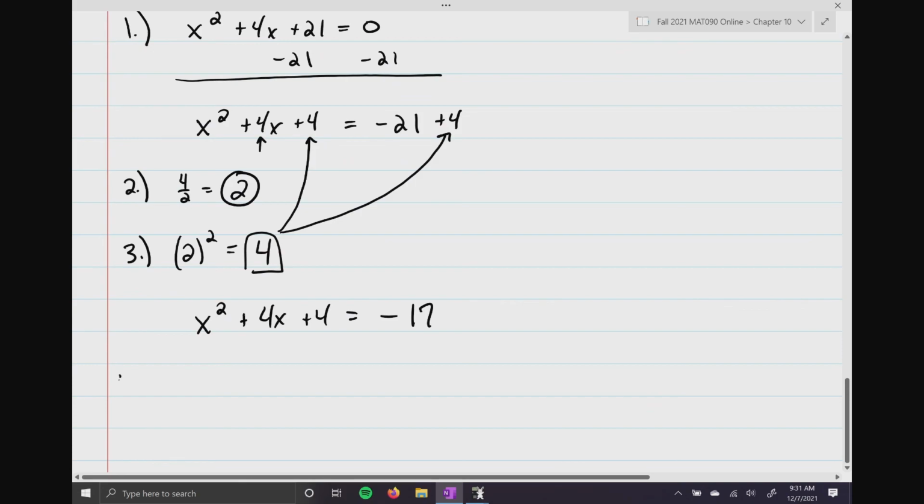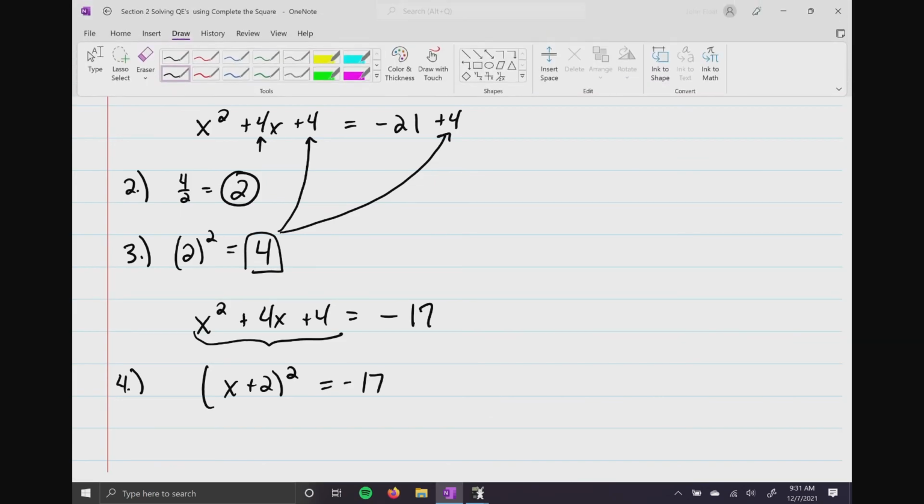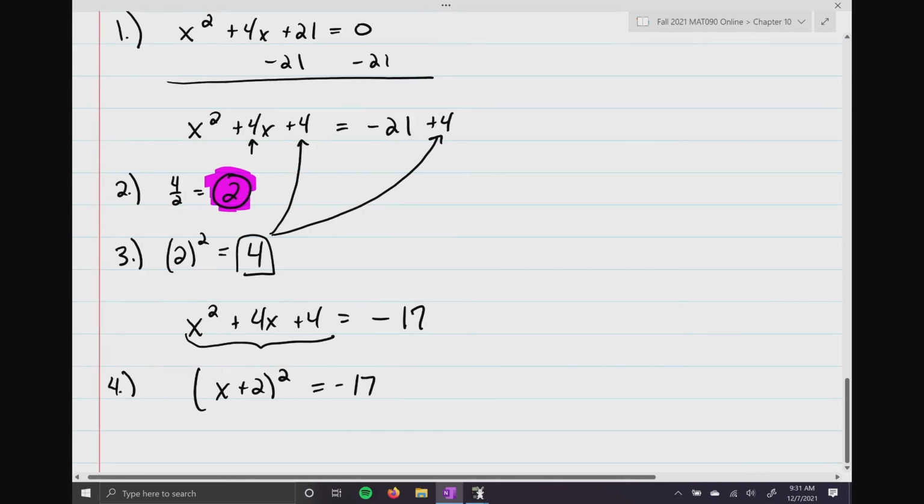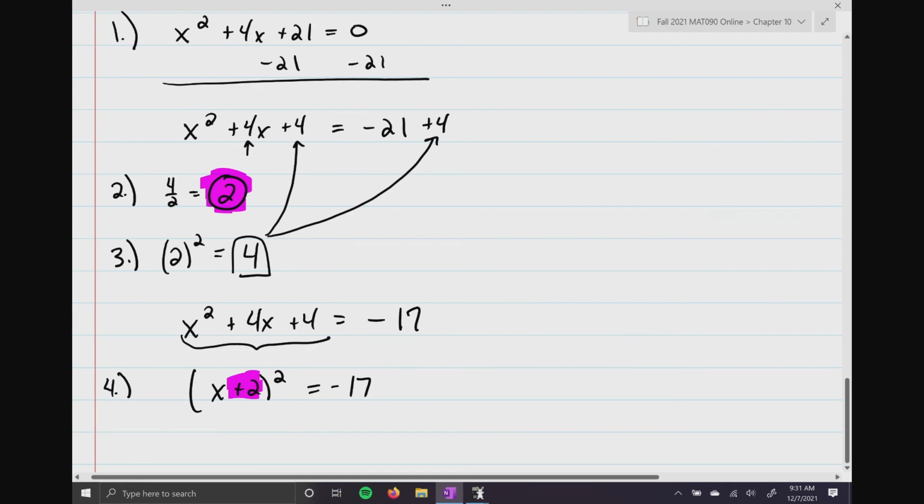Step 4, we're going to factor this, but we know it's going to factor down into x plus 2 quantity squared. If you're wondering where I got the plus 2, I'm going to highlight it. It comes from step number 2. It's right there. See, that's why we circle it, so we remember that's where that number is.